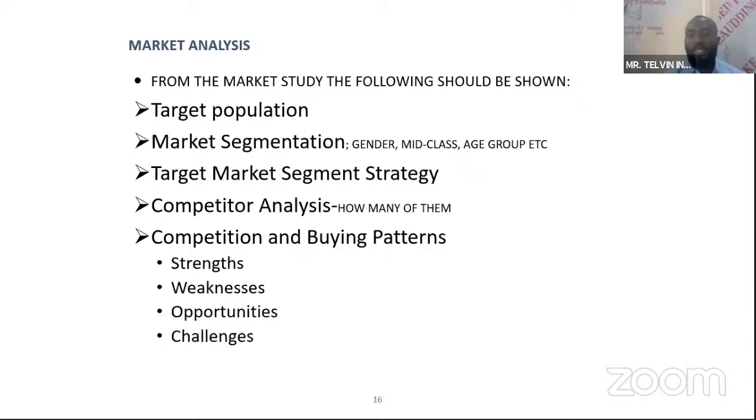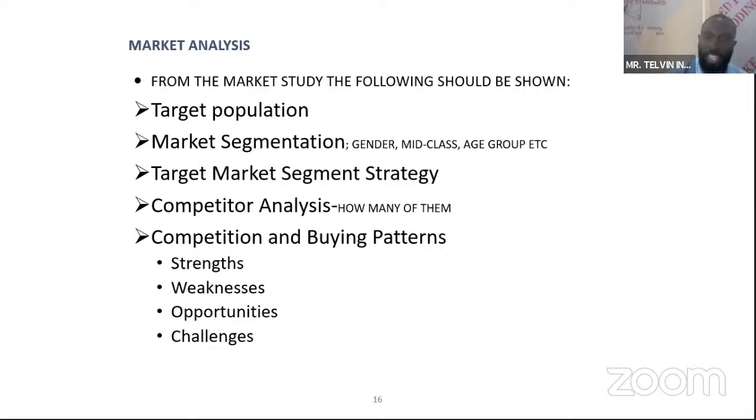Market segmentation. Remember when we said that before going into a feasibility study, you need to identify where, how, and whom you intend to sell your service or product. So in your market segmentation, what gender are you going to sell this to? We gave the instance of organic cream. If you are producing organic cream, you know that the gender that will purchase much of this organic cream is what? The female gender. Then what class will buy this organic cream?